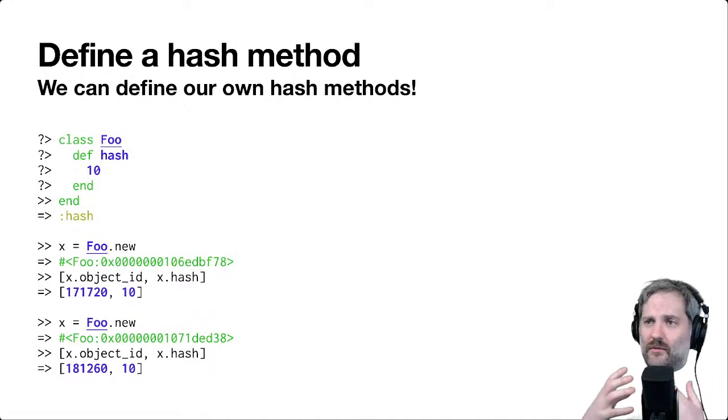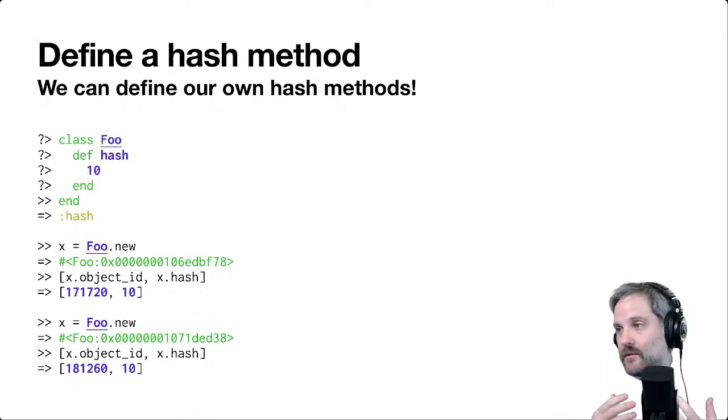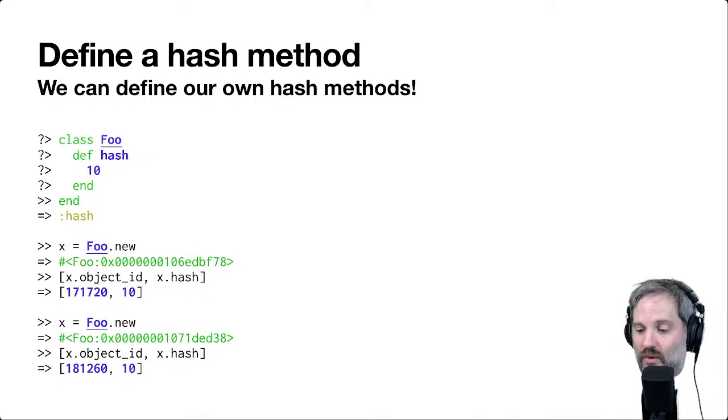Since the hash table just calls .hash on something, clearly we can define a hash method. So we did that in this case. We have a class foo, we define hash, and it just returns 10. And of course, when we allocate new instances of foo, the hash method returns the same value. Again, that shouldn't be too surprising.